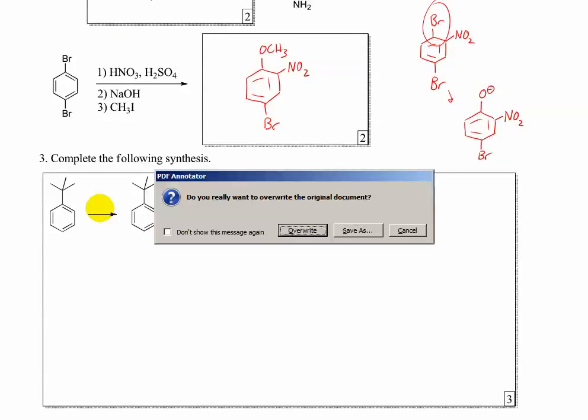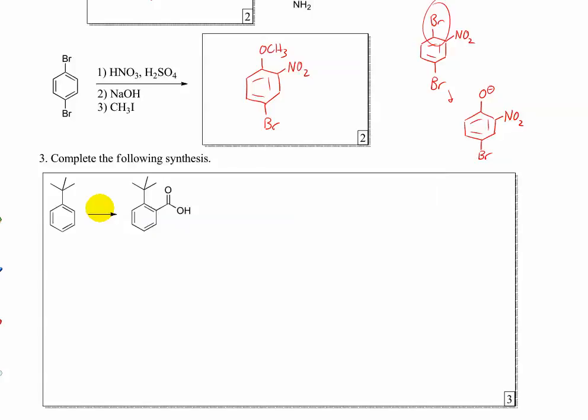Okay. And then the synthesis. This one's a little bit tricky because it wants you to put the group ortho to this bulky tert-butyl group. So what do you have to do to do that? Add a blocking group. But you have to have a blocking group of some sort, right? So fuming H2SO4. So we want to get that blocking group on there.